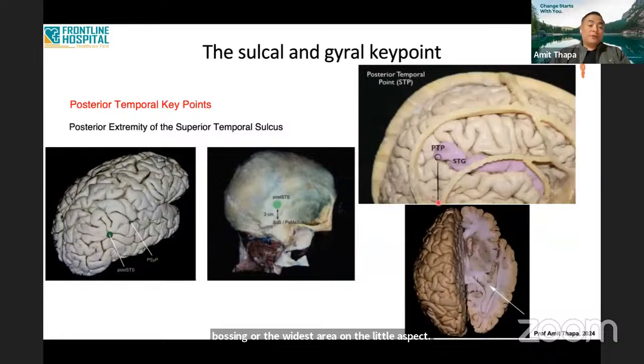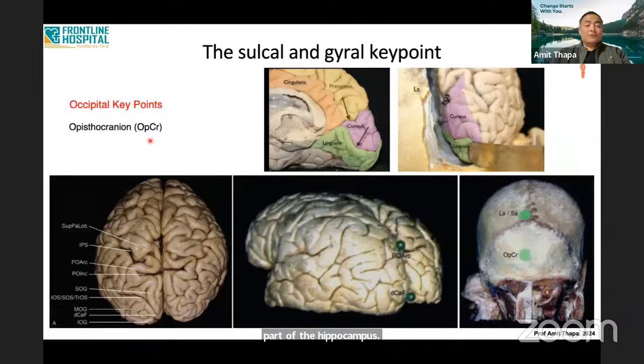Now we will talk about the posterior temporal key points. In the posterior temporal key points, the most important landmark is the posterior extremity of the superior temporal sulcus, which is identified on the cranium as lying 3 centimeter above the intersection of the squamous and the parieto-mastoid sutures. So when we go above 3 centimeter, there will be the posterior extremity of the superior temporal sulcus. Now, this is important because when we go perpendicular into the brain, we can actually go into the posterior part of the hippocampus.